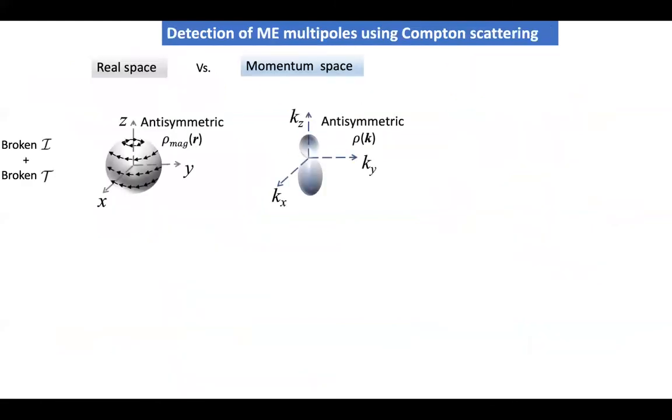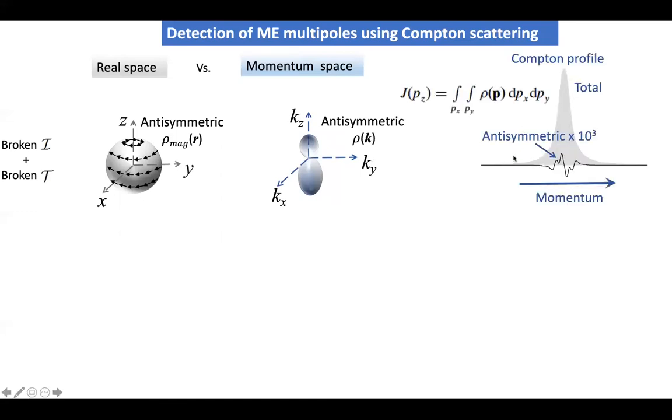So in the talk that I will be presenting at the QMAT conference, I will discuss the detection of the magnetoelectric multipoles using Compton scattering. The idea here is based on the duality between real space and momentum space. Due to this duality, the antisymmetric magnetization density of a magnetoelectric multipole transforms into an antisymmetric electron density in the reciprocal space. As a result, we can probe them using Compton scattering.